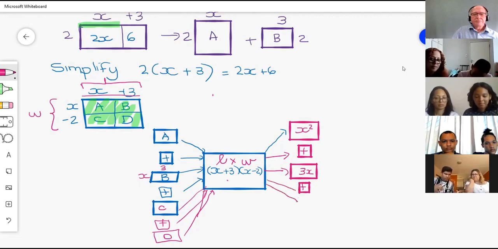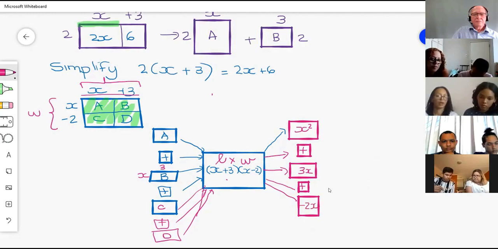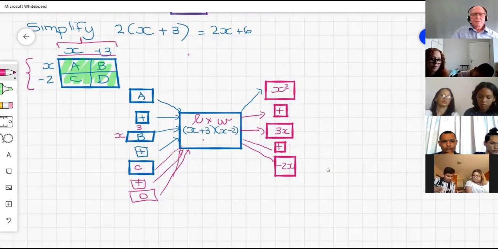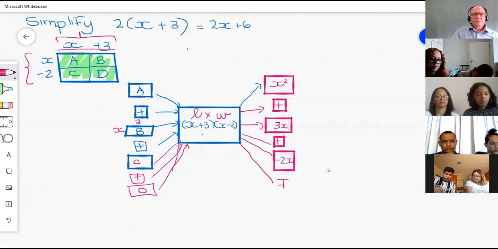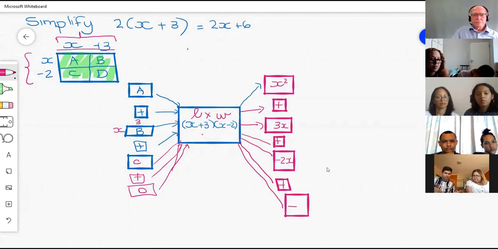Jared? And C? C would be negative 6, ma'am, if I'm not mistaken. No, negative 2x. Good. I'm not done with you, Jared. And for D? Oh, now it's negative 6, ma'am. I see what I was doing wrong. Now it's negative 6. Great.